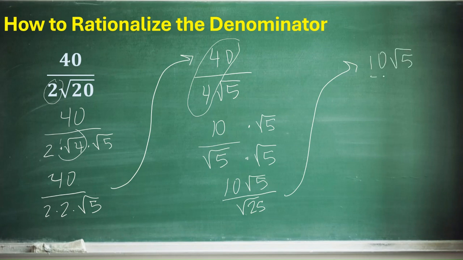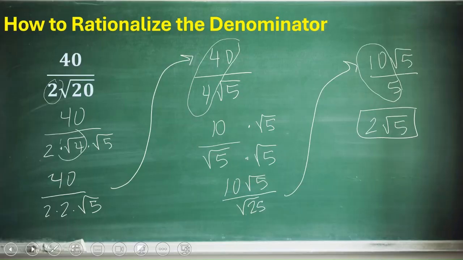Okay, now root 25 is equal to 5, and now I get to simplify once again. 10 divided by 5 is 2, so I'm just dividing my coefficient by 5, so I get 2 times root 5, and that is our simplified problem. And that is all we have for today. Thank you for taking the time to rationalize a single denominator with me. So a one-term denominator or a monomial.